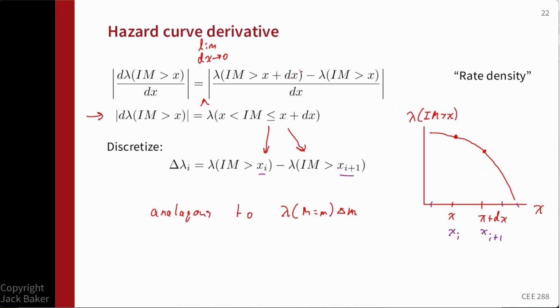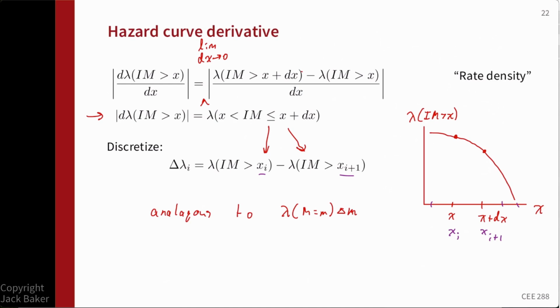The way we can write this is the derivative, just as a definition. The derivative of the hazard curve is going to be this term over on the right. So in parentheses is going to be the limit as dx goes to 0 of this finite difference, right? So we'll take the exceedance rate of IM above x plus dx minus the exceedance rate of IM exceeding x, and we'll divide by dx.